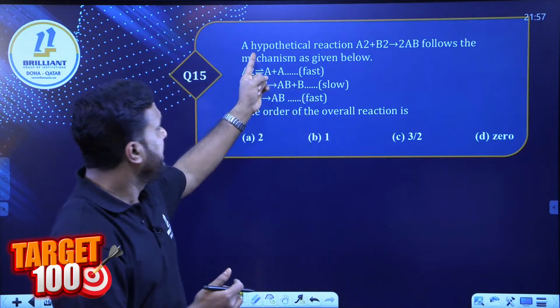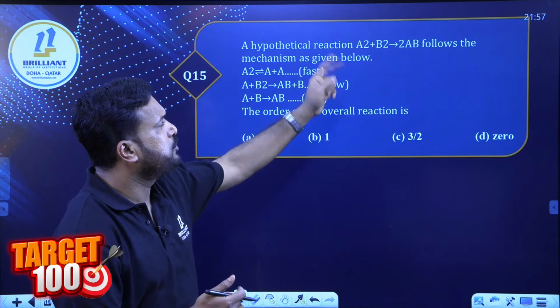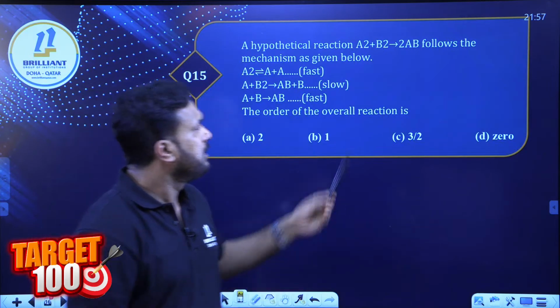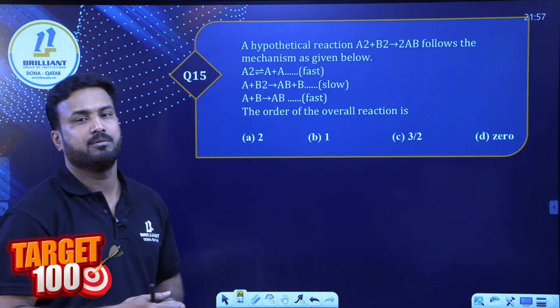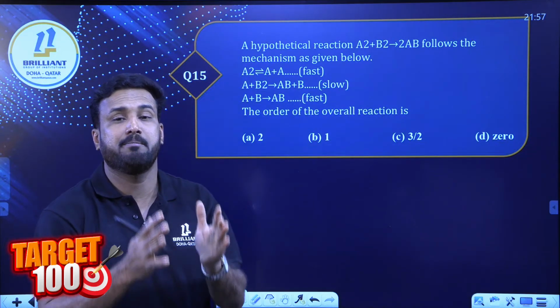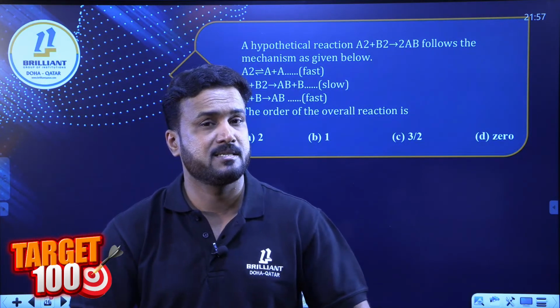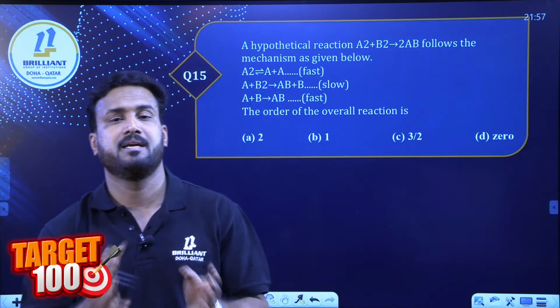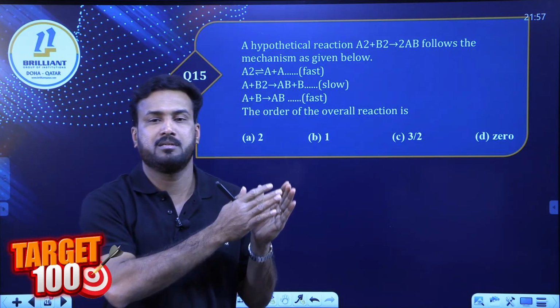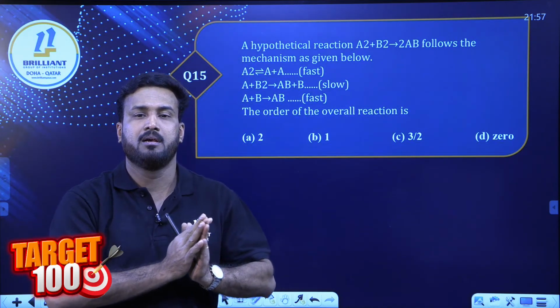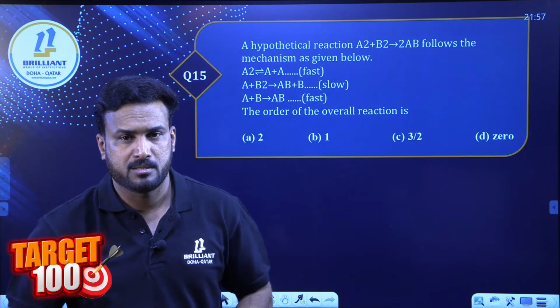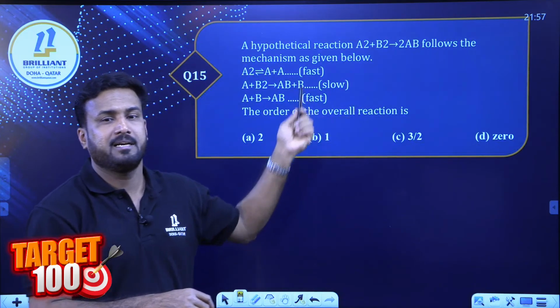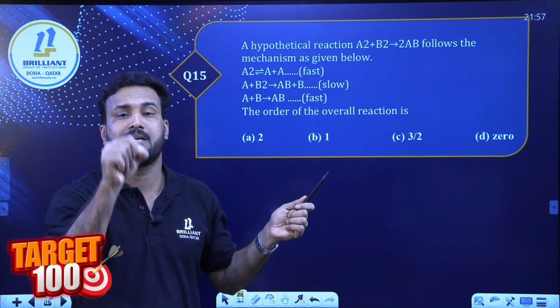Another question. A hypothetical reaction A2 plus B2 gives 2AB follows the mechanism as below. You know that a reaction having a mechanism is called a complex reaction. So why did they give this question? It's an NCERT based question only, because there are elementary as well as complex reactions. So they gave a complex reaction and they are giving the mechanism, meaning each step is elementary.